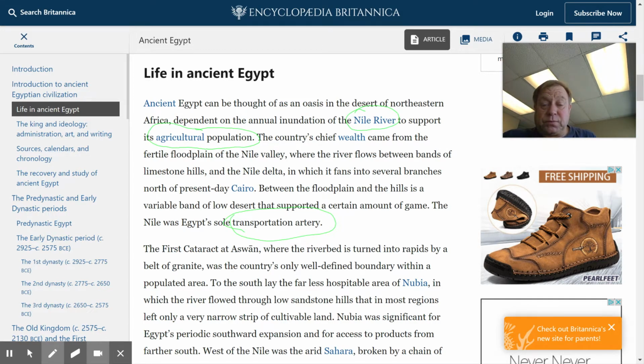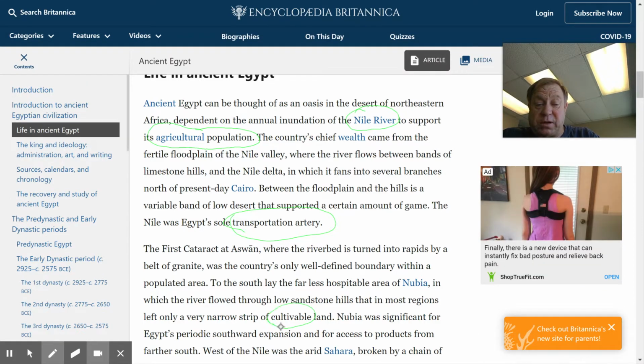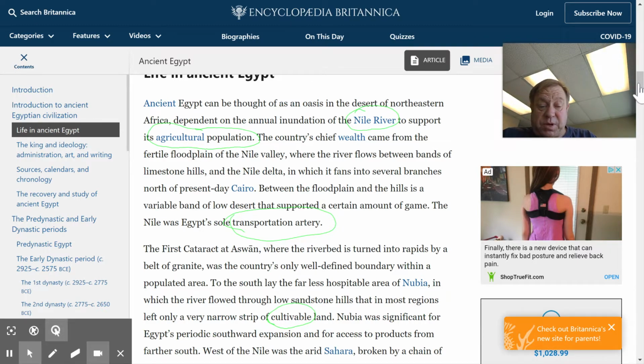Okay, continuing. The first cataract at Aswan, where the riverbed is turned into rapids by a belt of granite, was the country's only well-defined boundary within a populated area. To the south lay the far less hospitable area of Nubia, in which the river flowed through low sandstone hills that in most regions left only a very narrow strip of cultivatable land. And right here, when they say cultivatable, this just means land that you could grow food on. Okay. Nubia was significant for Egypt's periodic southward expansion and for access to products from farther south.